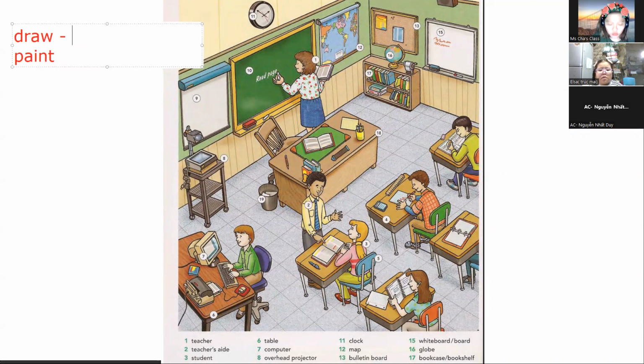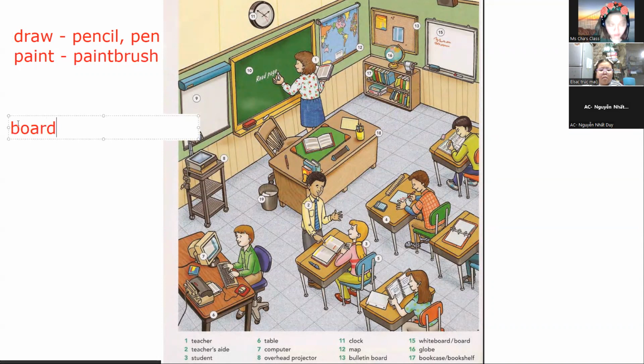In draw, you use pencil, pen, right? But in paint, literally, you are using paint and a paintbrush, right? So they are not the same. So it's the same with the blackboard and whiteboard. In a board or blackboard, you are using chalk for writing, and in whiteboard, you are using marker.